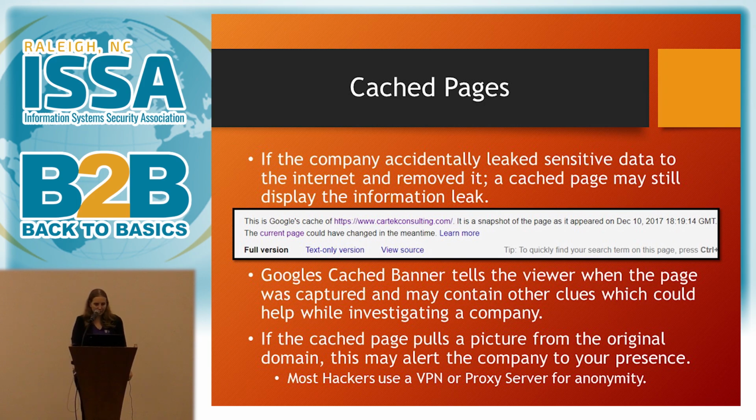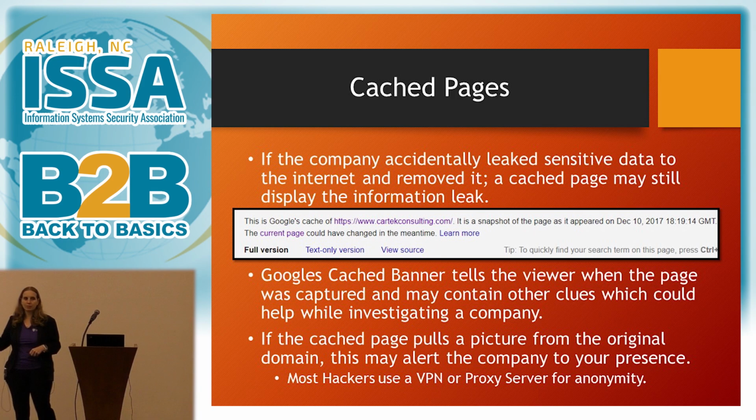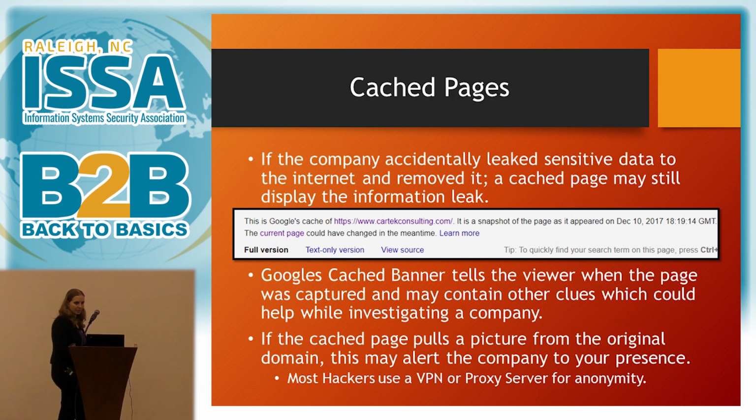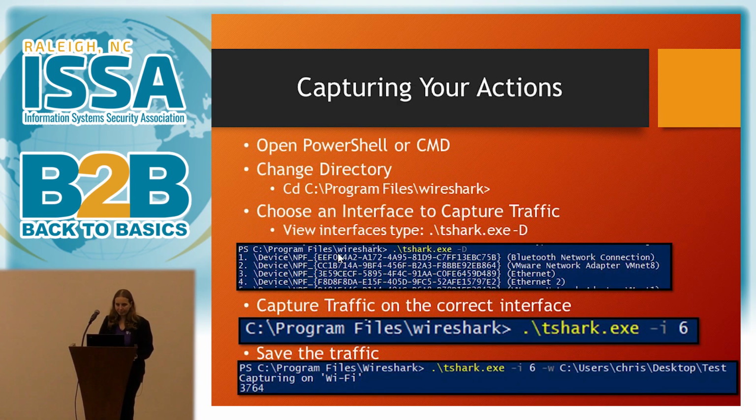And that's what this page talks about. Google Cached Banner tells the viewer when the page was captured and may contain other clues. So here you can see the banner, and this one was from December 10th, 2017. This one I pulled this slide. I actually pulled the cache page in 2018. So you can actually see how old the page is.